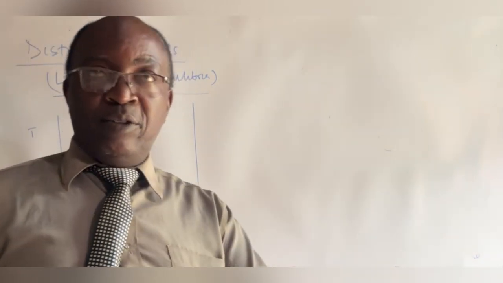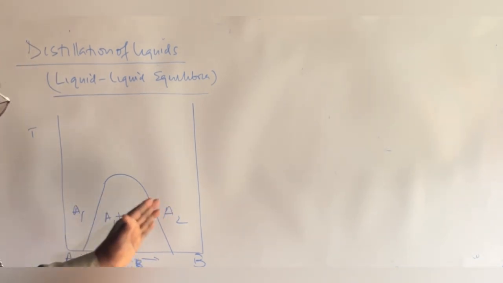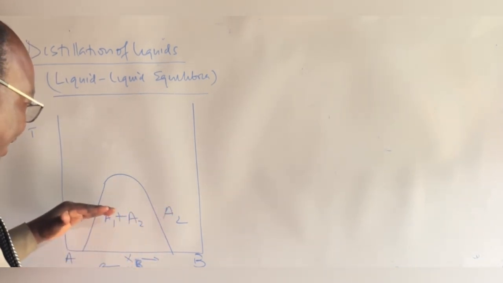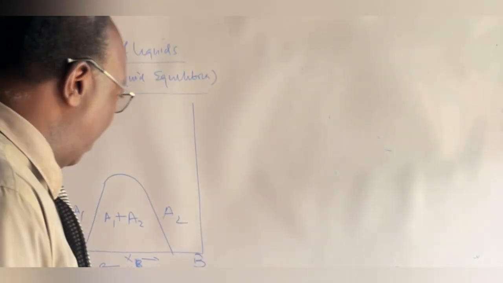And like we have said, you can use the lever principle to tell the relative amounts of A1 and A2, so long as you have drawn a tie line. You're able to look at the length of the segments and tell their relative amounts.